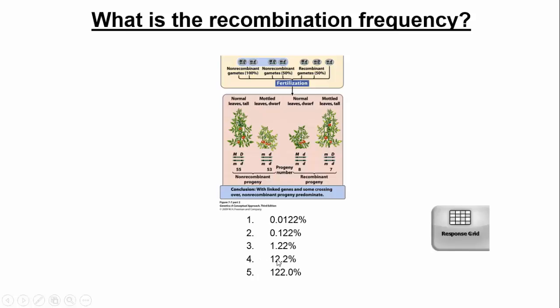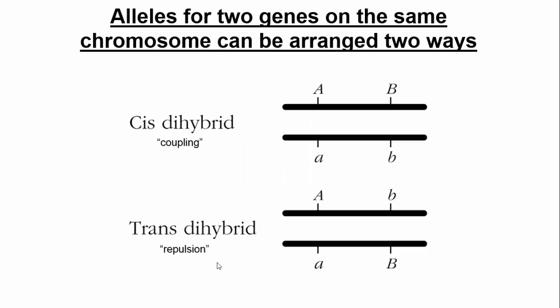The nice thing here is that when you get this percent, it can be directly translated to something called a map unit. So if you have 12.2% recombination between genes M and D, what that means is the map units between the two genes are 12.2 map units. It helps you basically measure the distance between genes in a relative sense, and we'll talk about that in a second.